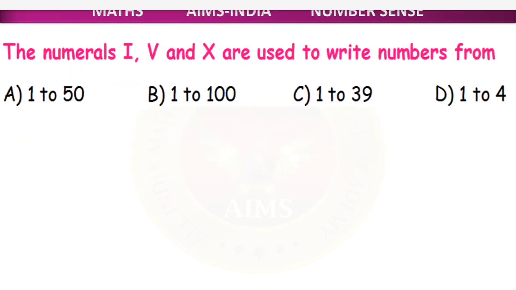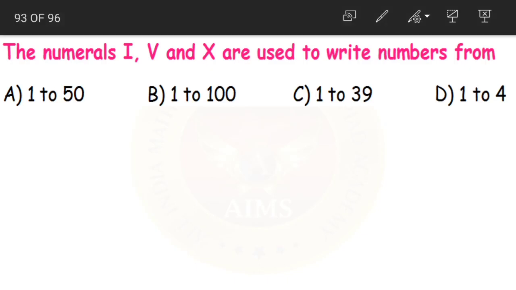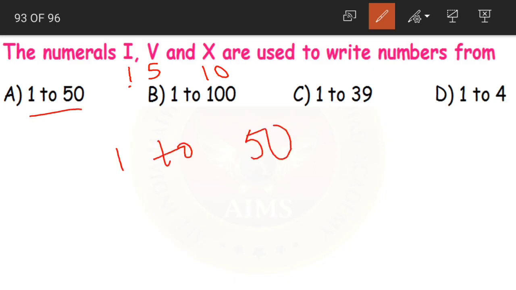Coming to the next question. The numerals I, V and X are used to write numbers from dash. See, what is I? I is 1, V is 5, X is 10. Now with the help of only these three numerals, okay children, what numbers can we write? Let us see. Option A, 1 to 50.